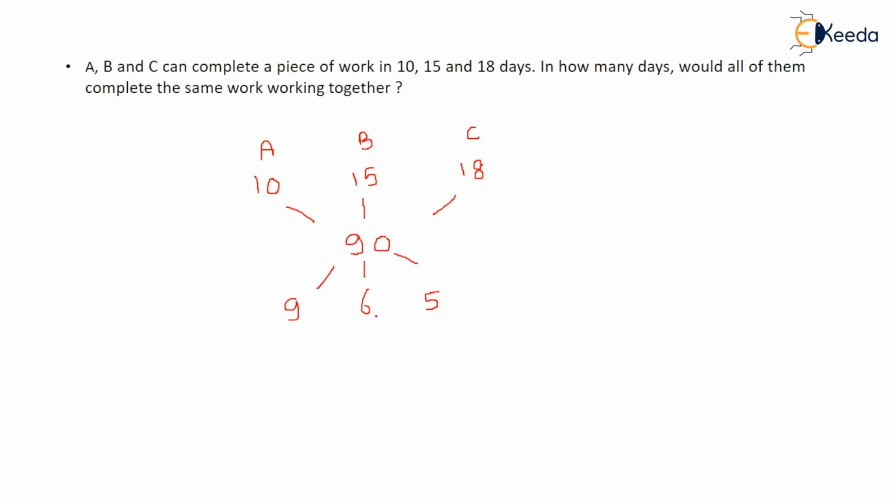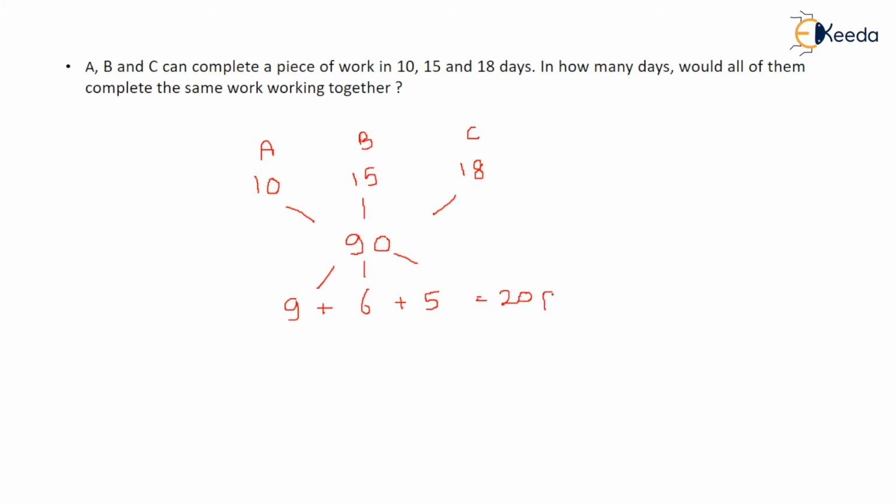So how many pages are they writing? A is writing 9 pages in a day, B is writing 6 pages in a day, and C is writing 5 pages in a day. Together, how many pages are they writing? They are writing 20 pages in a day, right?